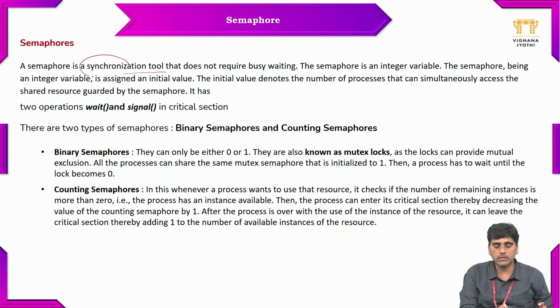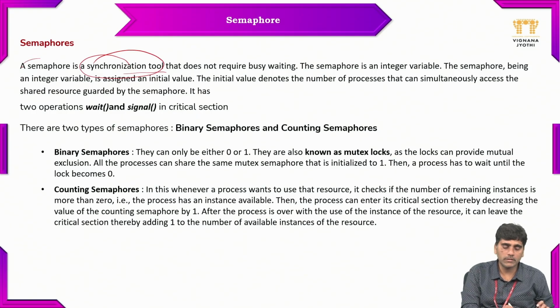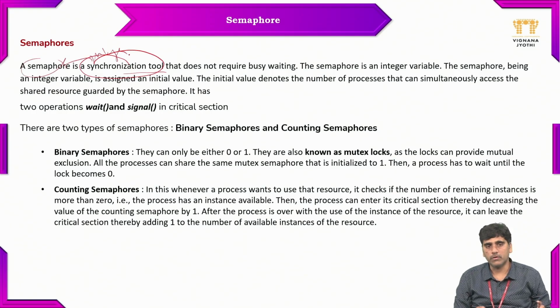A semaphore is one of the synchronization tools to solve the process synchronization problem, and we can also call it an integer variable, which shows that it does not require any busy waiting for another process. The main aim of this synchronization tool is to not require busy waiting of another process. So the semaphore is an integer variable.